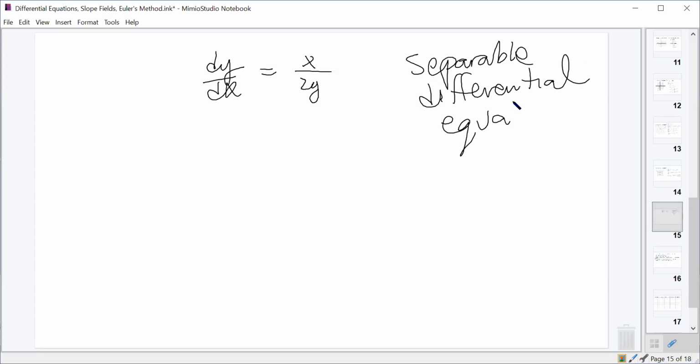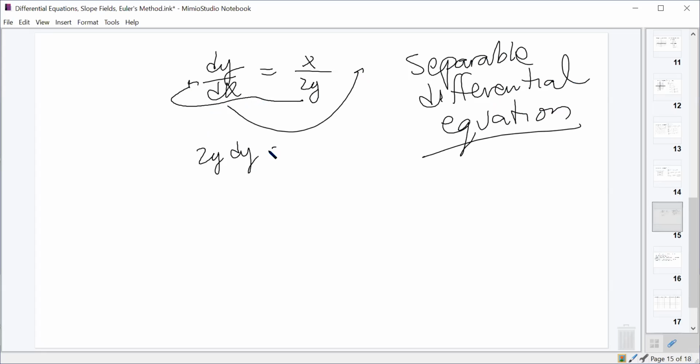And I don't know what happened. I thought I had these in the notes right here after this, but apparently I do not. The way we solve a separable differential equation is we separate the variables. So we'll just bring the dx over here, and we'll bring the 2y over here to give us 2y dy equals x dx. We'll integrate both sides to get y squared equals x squared over 2 plus our constant.